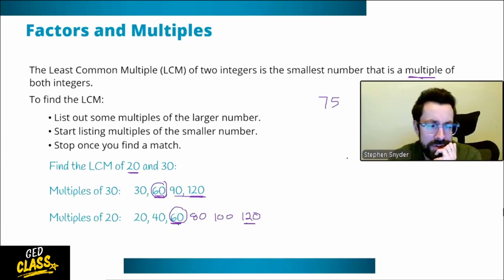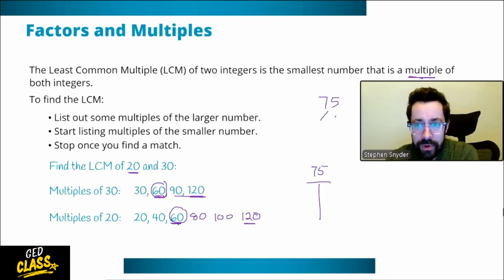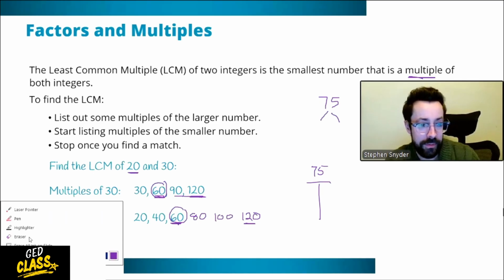But here's what I'm going to do instead. I'm going to do something that mathematicians call prime factoring. And so what do I mean by this? Another way of breaking down a number, instead of making a T for factors, is to break down a number in branches. Yes, Sarah, you've seen this before.